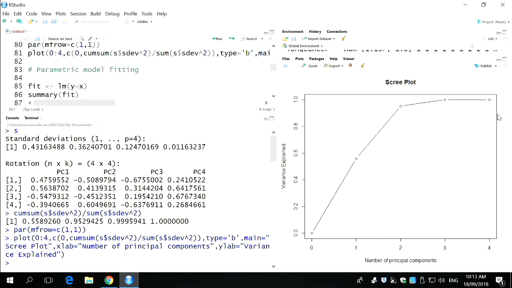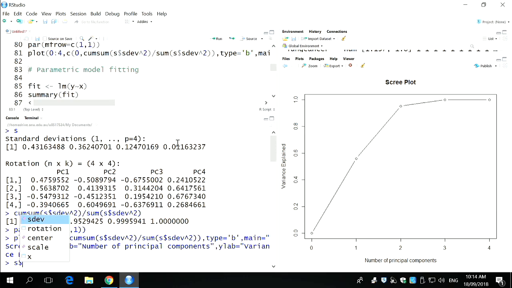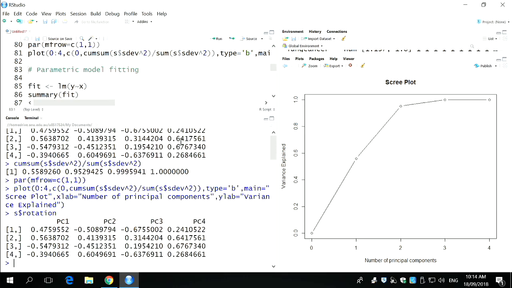Now, that's only the first part. What are these directions, right? I mean, I've created these new things. I've called them principal components. What the hell are they, right? You've got 4 new directions in the space. I'm telling you it's a rotation of the original set of numbers. What are these 4 directions? This is where you use the second part of S dollars rotation, okay? S dollars rotation. Let's just look at that.